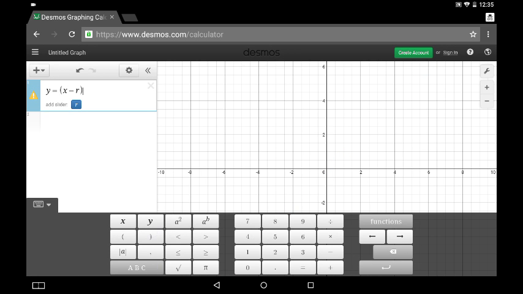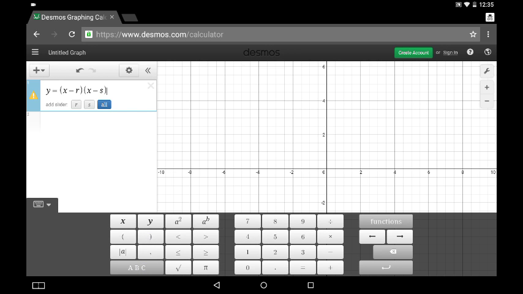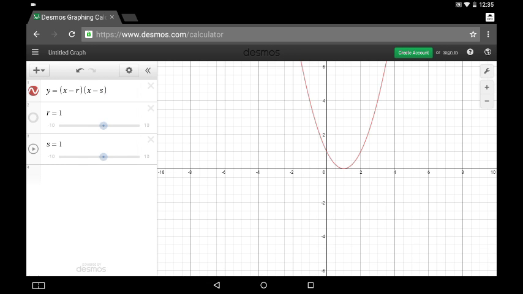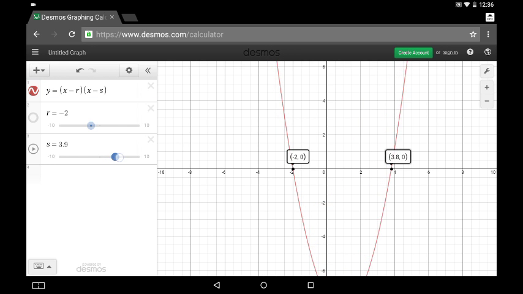So the general form, or the general equation, for a factored form quadratic equation looks like this. Y equals x minus r times x minus s. So right now r and s are both set at 1. Let's see what happens when we change them. So now r is at minus 2 right here, and s is at 1. What happens if I change s to something else? Let's put it at, say, 4. Okay, see what happened there?